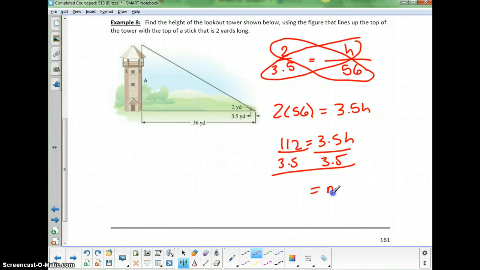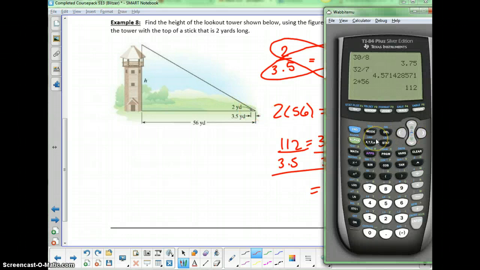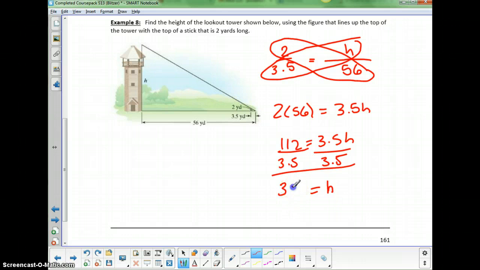So similar triangles can be used to measure tall objects. It's very hard to get a ruler or measuring tape up the side of a building, but I can use a tiny known measurement to create a similar triangle or a ratio that I can use to get that measurement. So 32. So that tower is 32 feet tall.